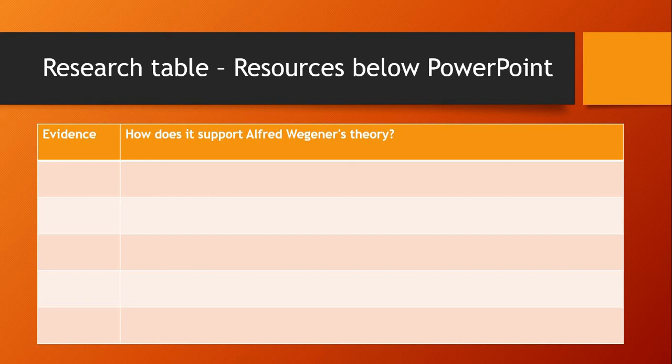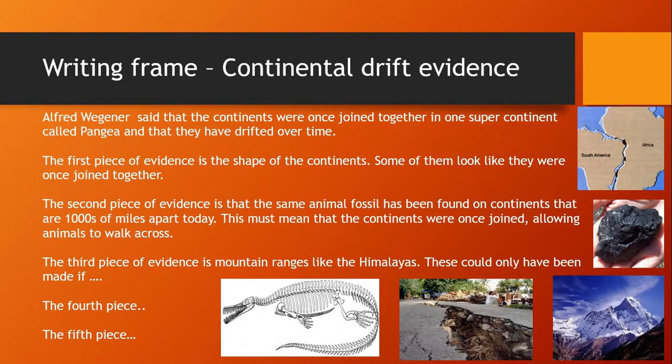Okay, welcome back. You should have a full table now with all 5 pieces of evidence. Now we're going to put it into a writing frame. So we're going to just finish the lesson with a continental drift evidence. Alfred Wegener said that the continents were once joined together in one supercontinent called PANGEA, and that they have drifted over time. I've helped you with the first 2.